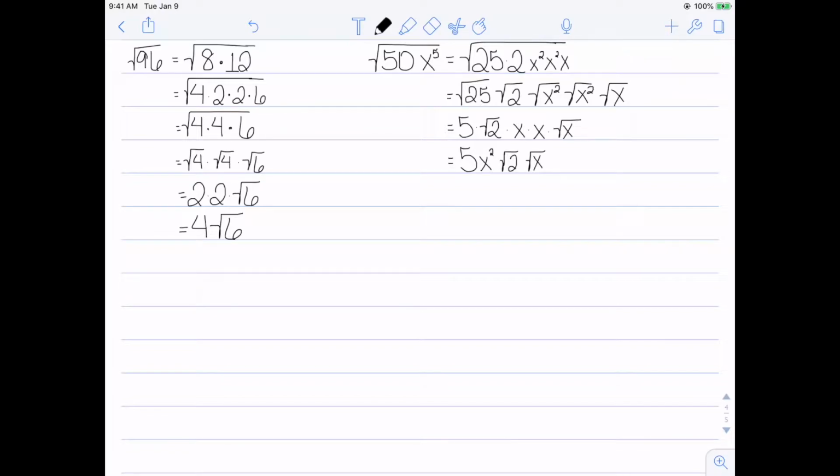Since the order of multiplication doesn't matter, I'm going to rearrange this and write it as 5x squared times the square root of 2 times the square root of x. And the same property that allowed me to break this up into multiple roots also allows me to combine things. So this is 5x squared times the square root of 2x.